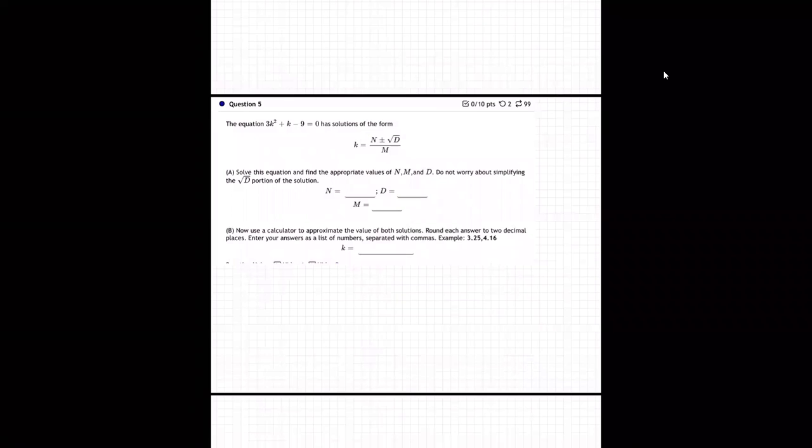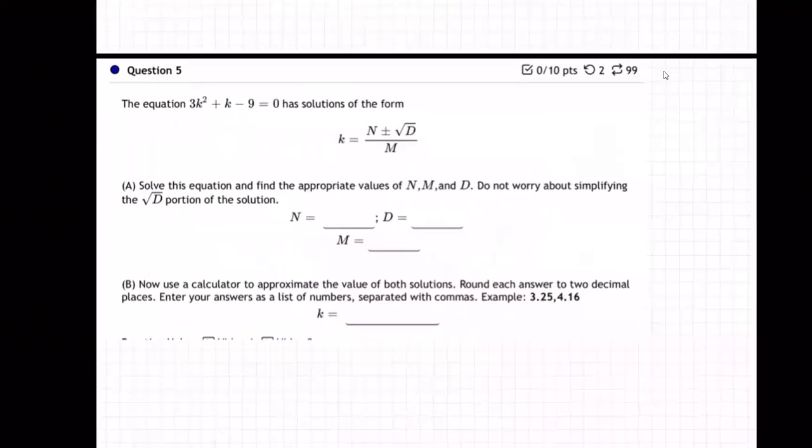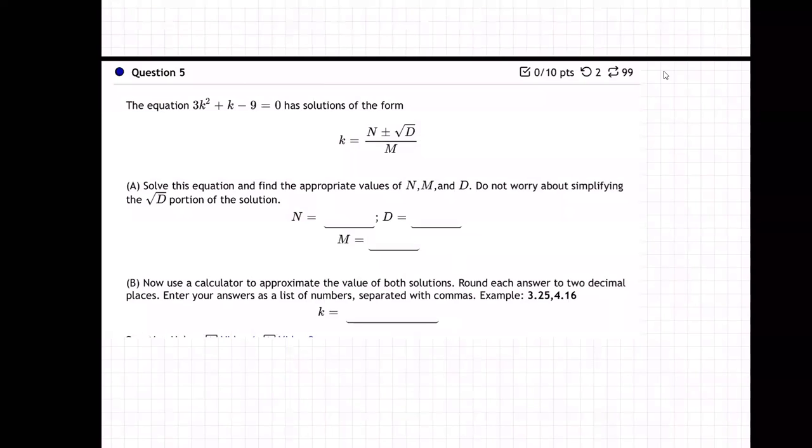So on this question, we're wanting to solve an x squared, or in this case, k squared, whatever, same thing, equation. They want me to identify the different parts and then do the calculator part as well. Basically what this question is about is get the exact answer without the calculator and then use the calculator. Okay, so let's do it.